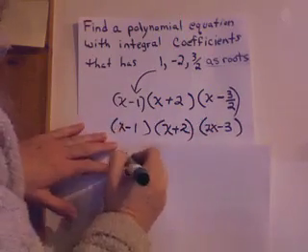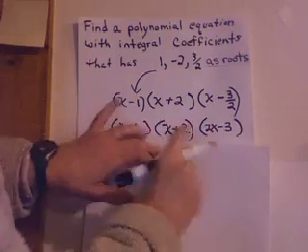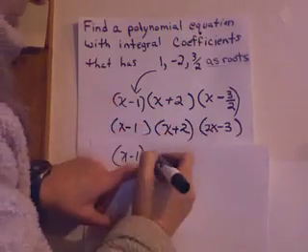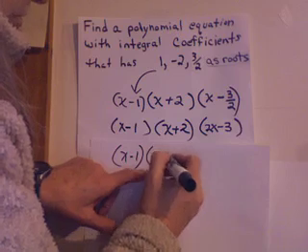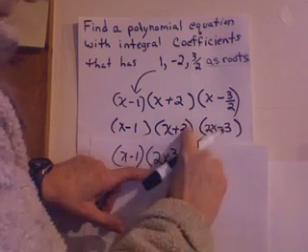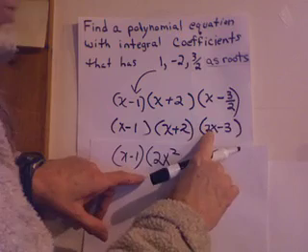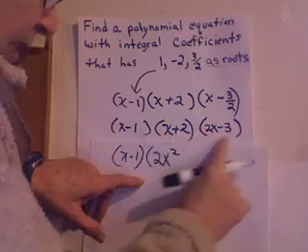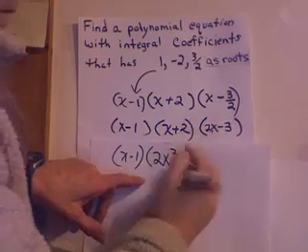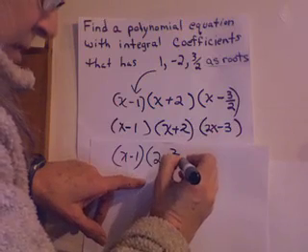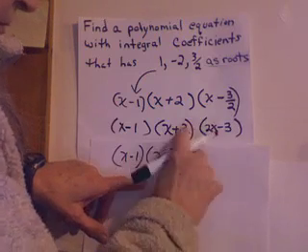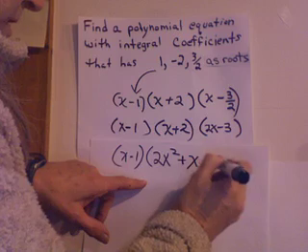So I'm going to keep the x minus 1, and I'm going to multiply this. So x times 2x is 2x squared. My middle term, 2 times 2x, 4x. 3 times x, minus 3x. 4x minus 3x is plus x. 2 times minus 3, minus 6.